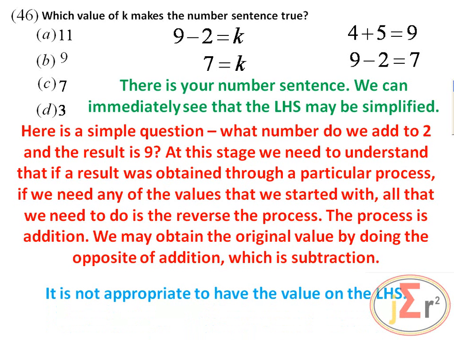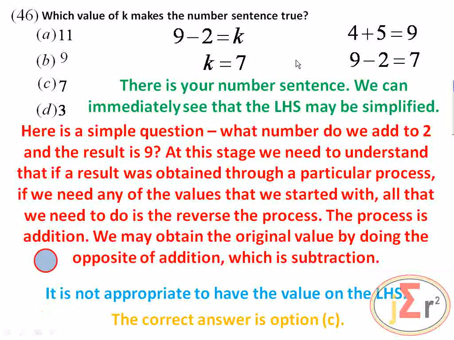It is not appropriate to have the value on the left-hand side. So when we have solved an equation, the symbol, or the letter, should be on the left-hand side, and the value should be on the right-hand side appropriately. It is not very good manners to solve an equation and leave it like this. So we will turn it around and we have k is equal to 7. The correct answer is option C.